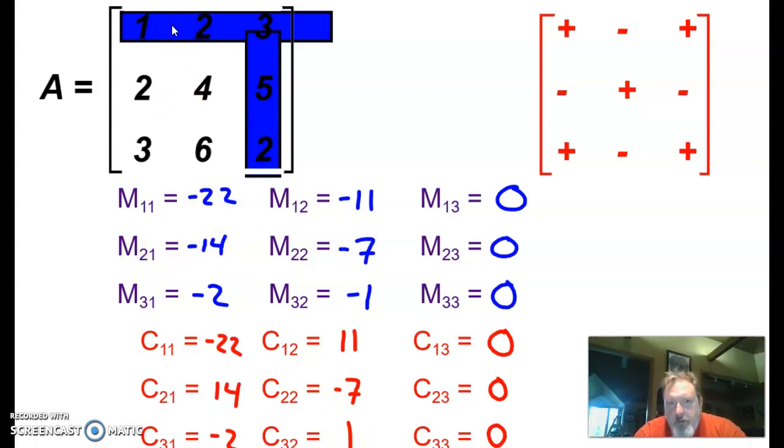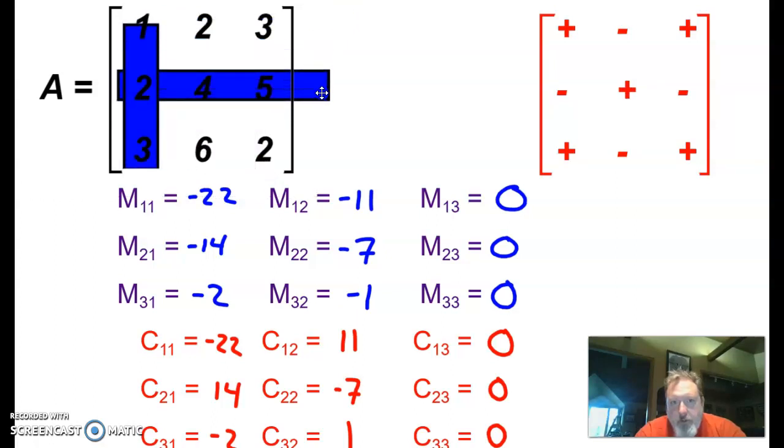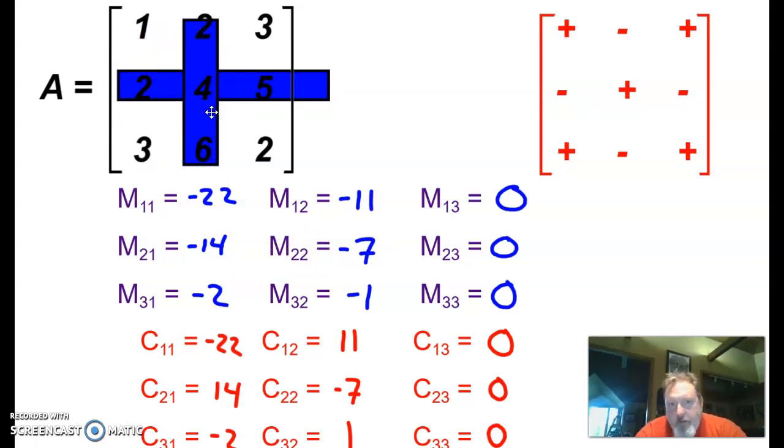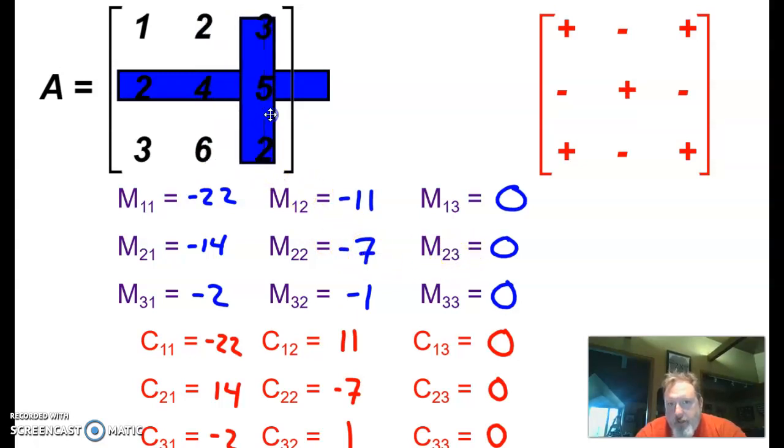M21, that means second row, first column. Let me just get this over here and get this one done. There we go. So second row, first column. And you can see that again we have 4 numbers left. So 4 minus 18 is negative 14. M22 means second row and second column. So we got the 4 corners. 2 minus 9 is negative 7. Minor 23, second row, third column. So 6 minus 6 is 0.